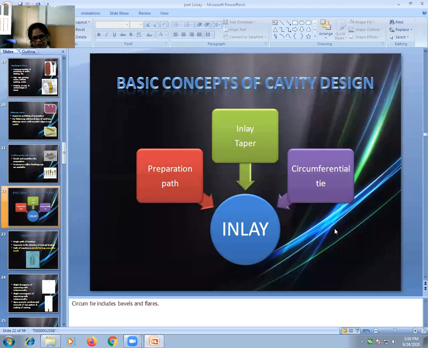So what is the preparation path? It is how will be the insertion and how will be the removal. Then what are the tapers? Because to get this, you need to have the tapers in the inlay. So what tapers are you using, and what is the circumferential type. All these three things will be asked in the viva whenever they ask you a question on the inlay: what is the preparation path, what is the inlay taper, and what is the circumferential type. We are going to see in detail.